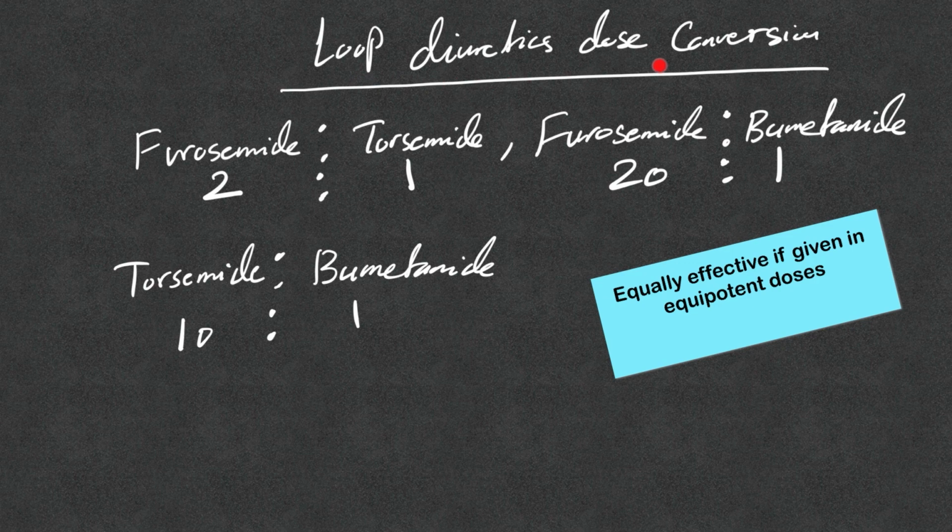Loop diuretic dose conversion: the ratio between furosemide to torsemide is 2 to 1. That means 10 milligrams of furosemide is equivalent to 5 of torsemide. Furosemide to bumetanide is 20 to 1. 20 milligrams of furosemide is equivalent to 1 milligram of bumetanide, and 10 milligrams of torsemide is equivalent to 1 milligram of bumetanide. And they are equally effective if given in equipotent doses.